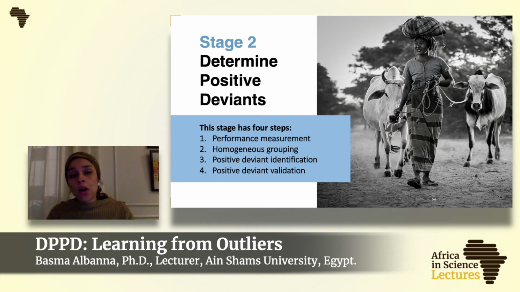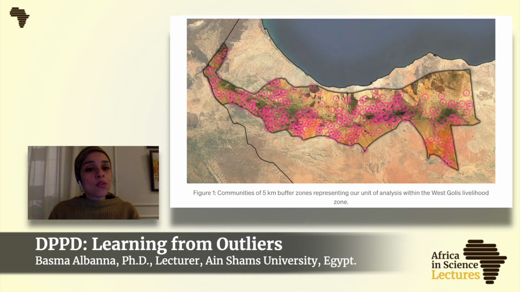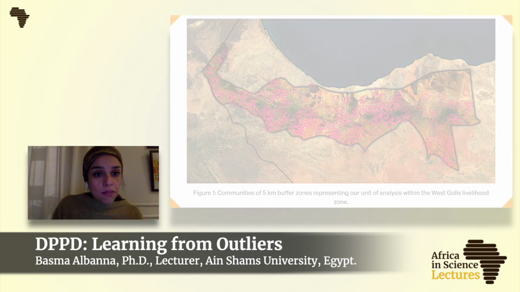In stage 2, after defining the problem and assessing the problem method fit, it's extremely important to start looking for the positive deviants and determining them. And this stage has 4 main steps: measuring the performance, dividing the study population into homogeneous groups, identifying positive deviants, and validating the positive deviants identified. So for the case of Somalia, those were our unit of analysis, the 5-kilometer buffers surrounding the settlements.